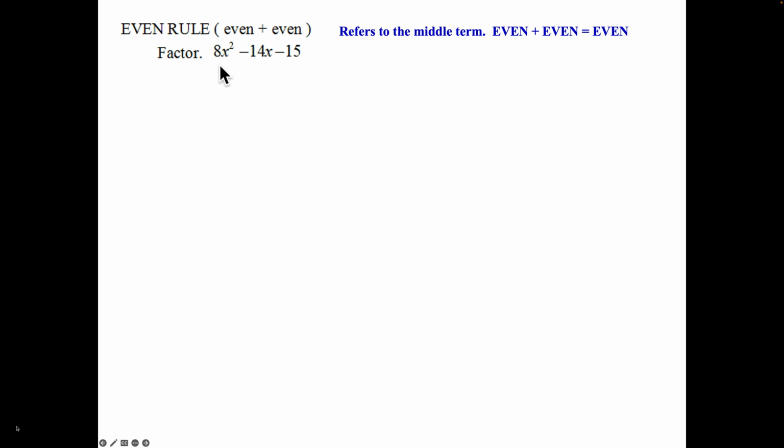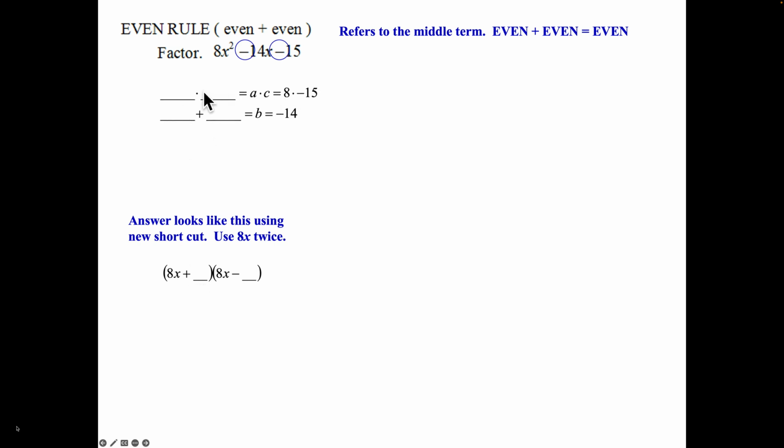Now, how does this work? Well, we're going to use that new shortcut. It's a minus, 1 plus 1 minus. Use that leading 8 on both of the first terms, and we'll take out our GCF here in a second. So we put up our ABC rule. What two things multiply to be 8 times negative 15? Again, don't multiply them. Add up to be a negative 14.